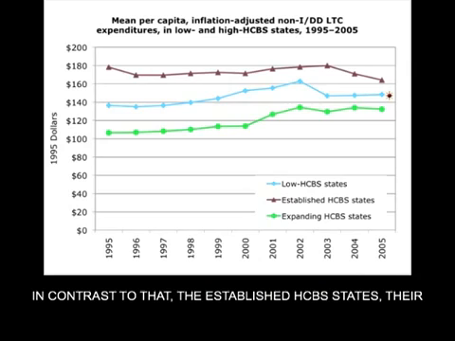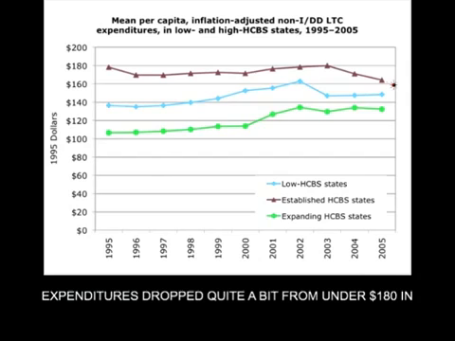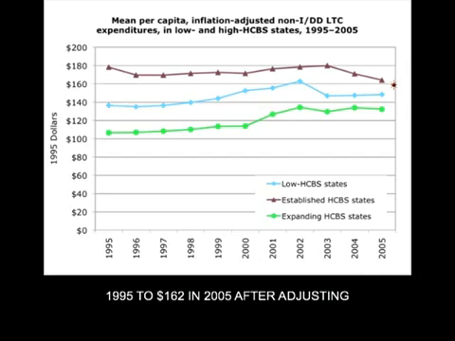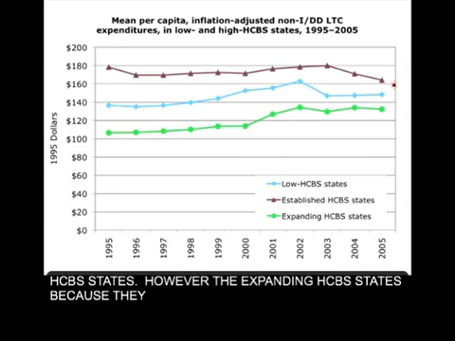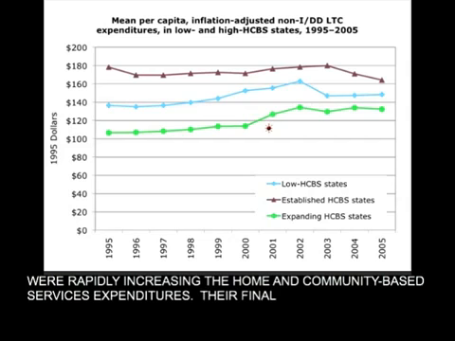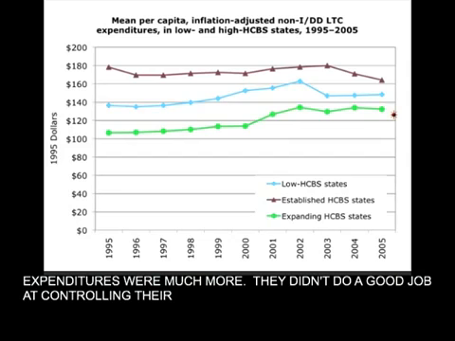Now in contrast to that, the established HCBS states, their expenditures actually dropped quite a bit, from just under 180, say about $179 in 1995, to about $162 per capita in 2005 after adjusting for inflation. So the established HCBS states did much better than the low HCBS states in controlling their long-term care costs. However, unfortunately, the expanding HCBS states, I think because they were rapidly increasing their home and community-based services expenditures, their final expenditures are actually much more, so they did not do a good job at controlling their expenditures.